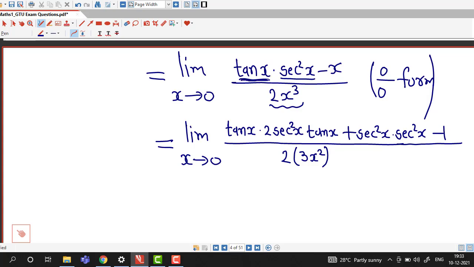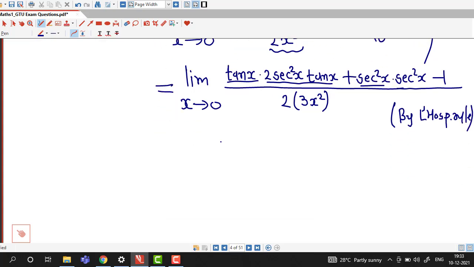So here I repeat again, we have applied product rule for derivative of tan x into sec square x. We keep tan x as it is, derivative of sec square x is 2 sec x into sec into tan, that is 2 sec square x into tan x, plus sec square x as it is, derivative of tan x is sec square x minus 1. So here we have applied L'Hospital rule again. Now we can rewrite all these terms and we simplify first.